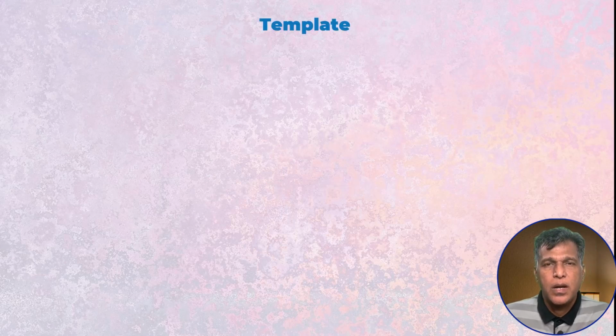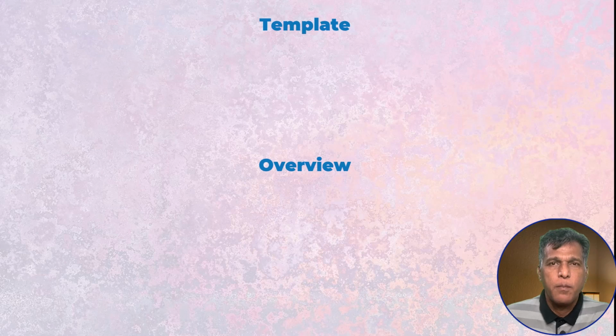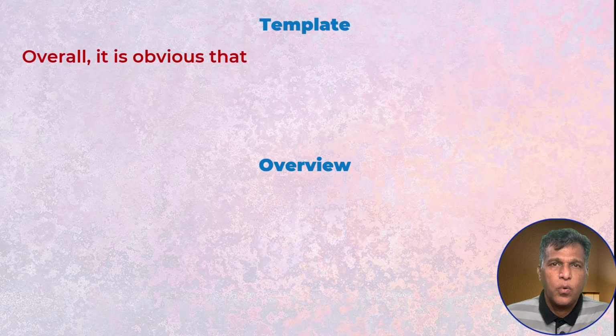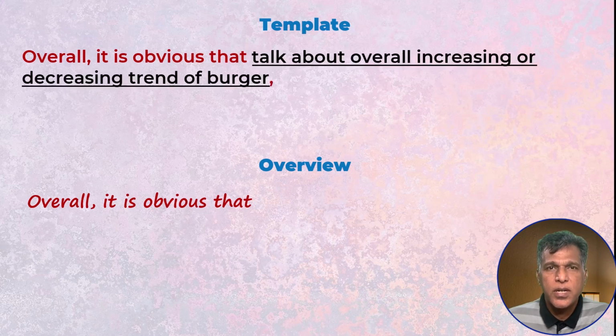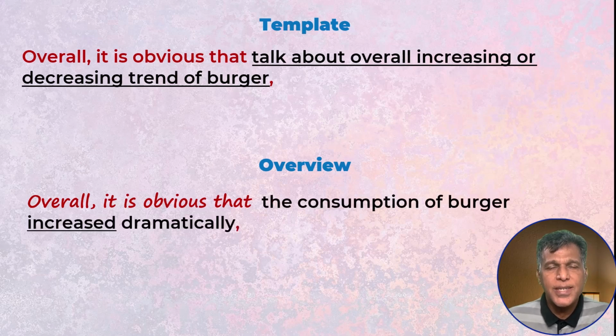How to write the overview. Now let's learn how to write the overview. First, I'll talk about the template and then we write the overview step by step. Remember, we don't change the word in red. Overall, it is obvious that. Start your overview with exactly the same words. Then talk about the overall increasing or decreasing trend of burger. The consumption of burger increased dramatically.